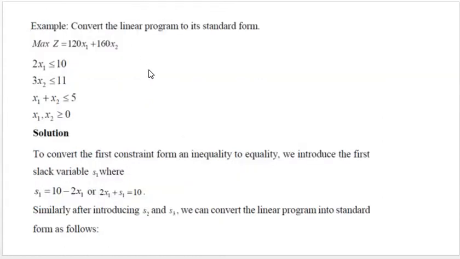For example, consider the linear programming problem and convert this into standard form. Maximize z equal to 120x1 plus 160x2. Constraints are subject to 2x1 less than or equal to 10, 3x2 less than or equal to 11, x1 plus x2 less than or equal to 5, x1, x2 greater than or equal to 0. So introduce slack variables. All constraints are of less than or equal to type inequality, and convert constraints into equality.